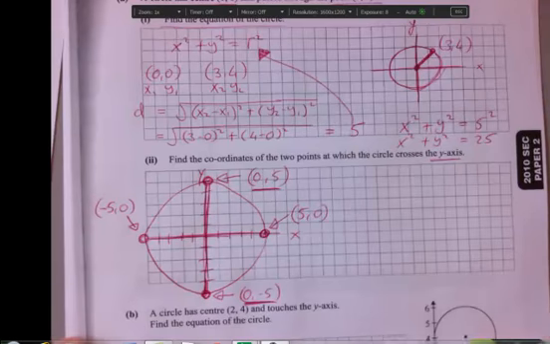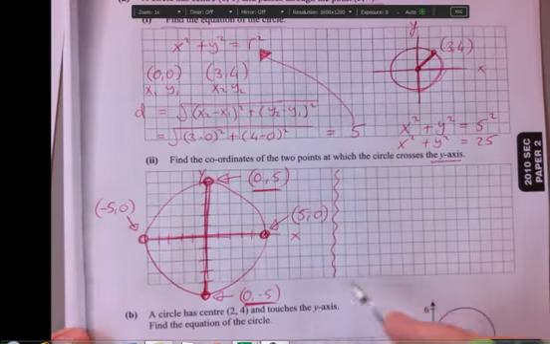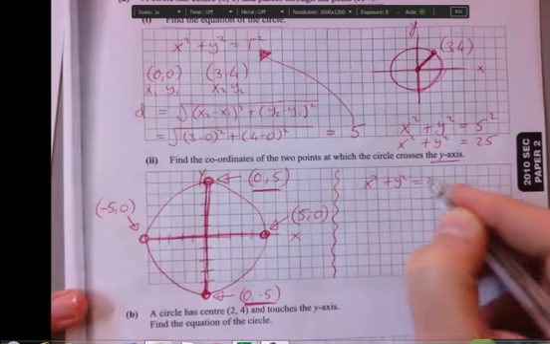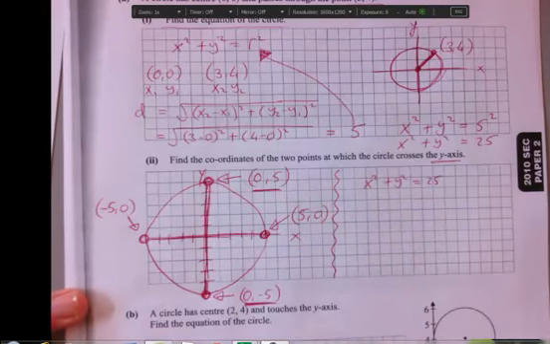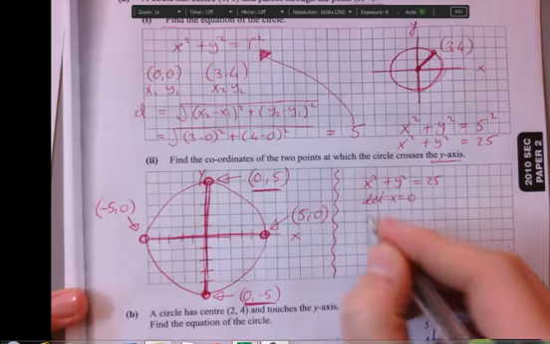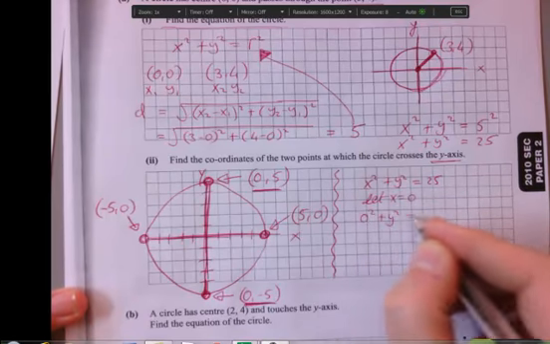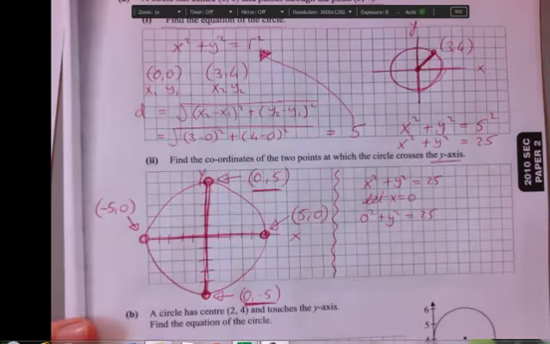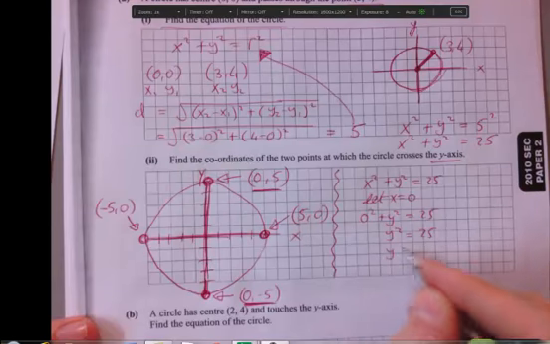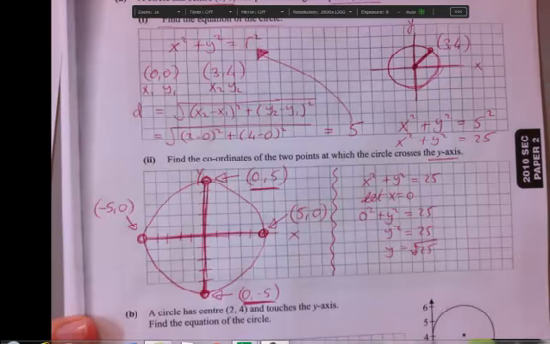Algebraically you could do this question as well, taking the equation of my circle, x squared plus y squared is equal to 25. The x value will always be 0 when it crosses the y-axis, so I'm going to let x equal 0. So I'll have 0 squared plus y squared is equal to 25. In other words, that's just y squared is equal to 25. I'll get the square root of the other side. So the square root of 25 is plus or minus 5.